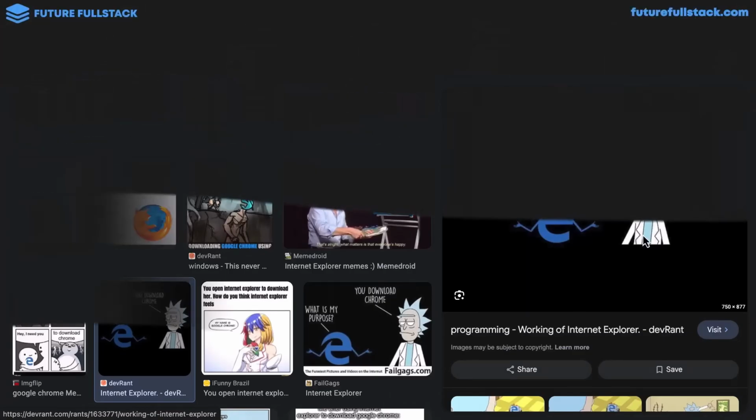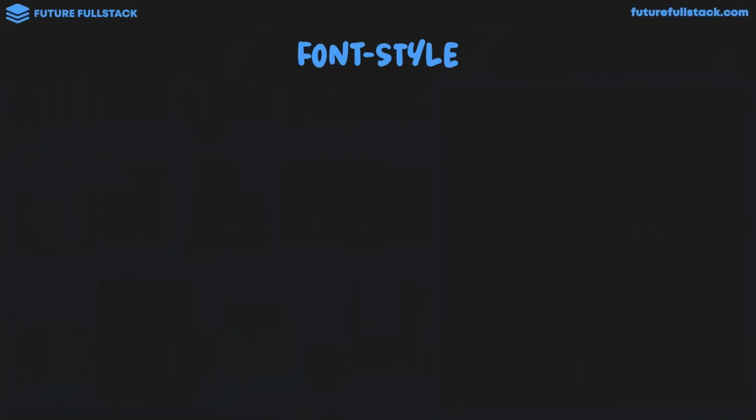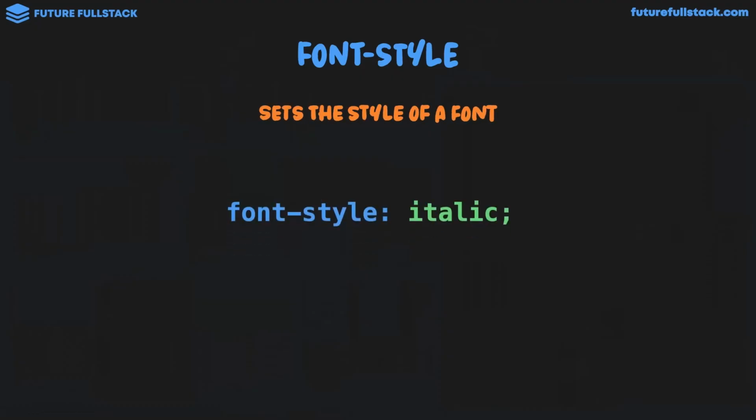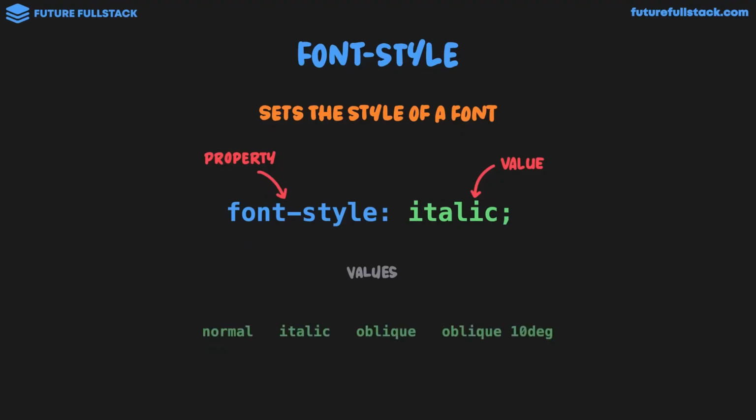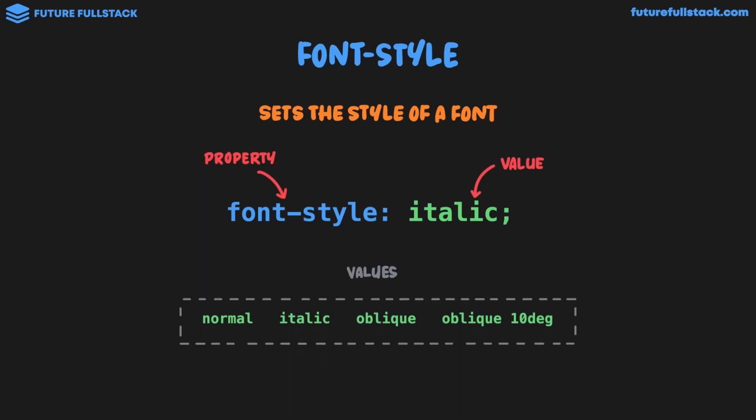The next property we're looking at is font style. This property sets the style of a font. Over here, font-style is the property, and in this example, italic is the value. The values we can use are normal, italic, oblique, and oblique at a specific angle, like oblique 10 degrees. The default value for font style is normal, meaning by default, no special font styling is applied to our HTML elements. Let's go play around with this in VS Code.